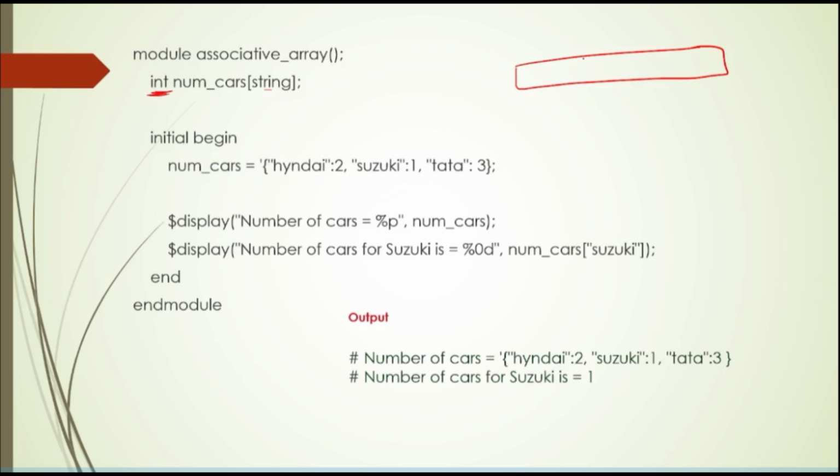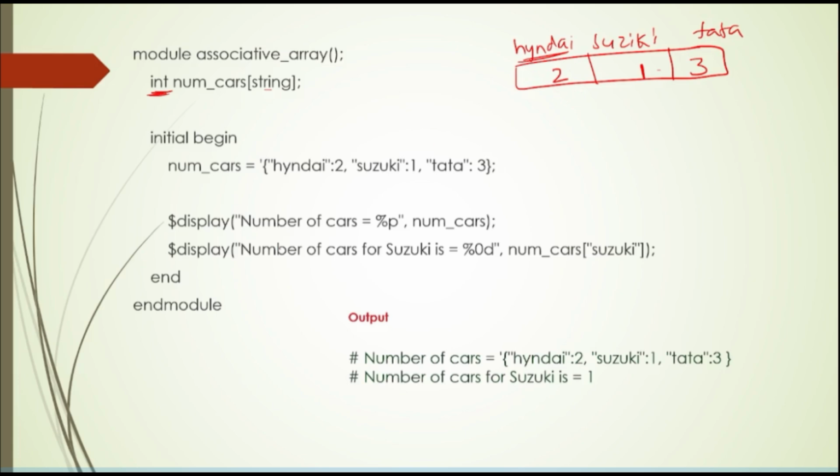What are my indexes here? Hyundai, Suzuki, and Tata. These are my indexes. So what is my Hyundai holding? 2. Suzuki 1. Tata 3. These are the values that this particular memory location is holding.